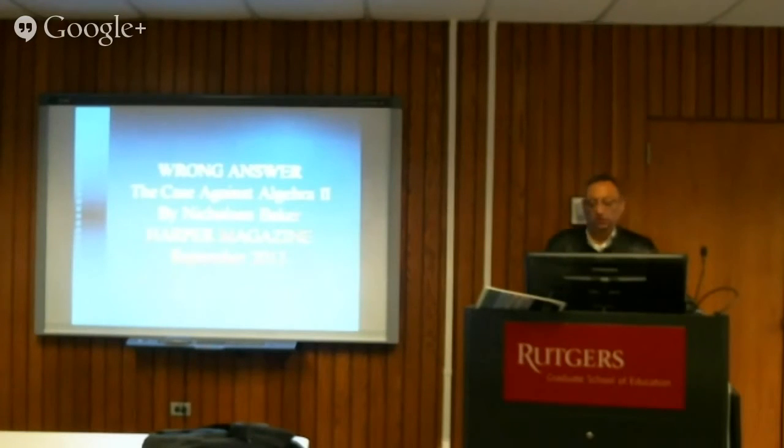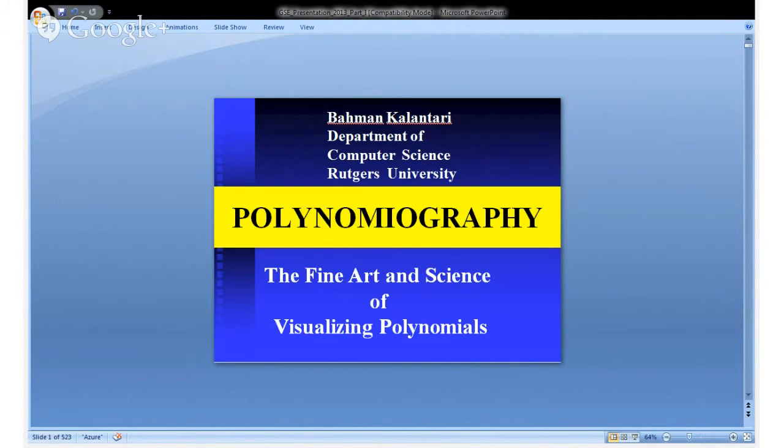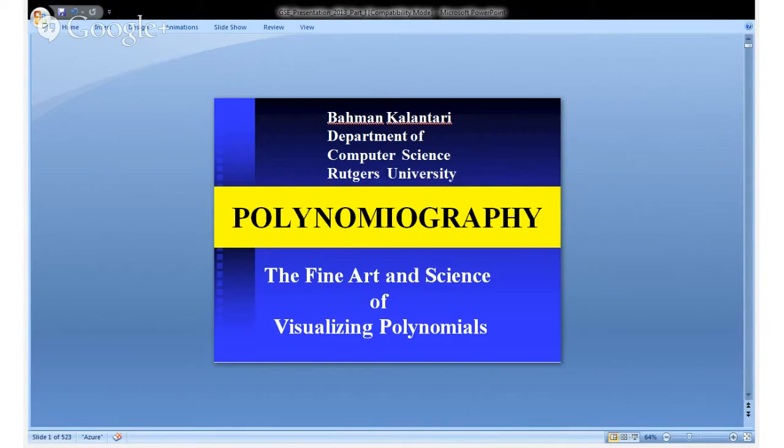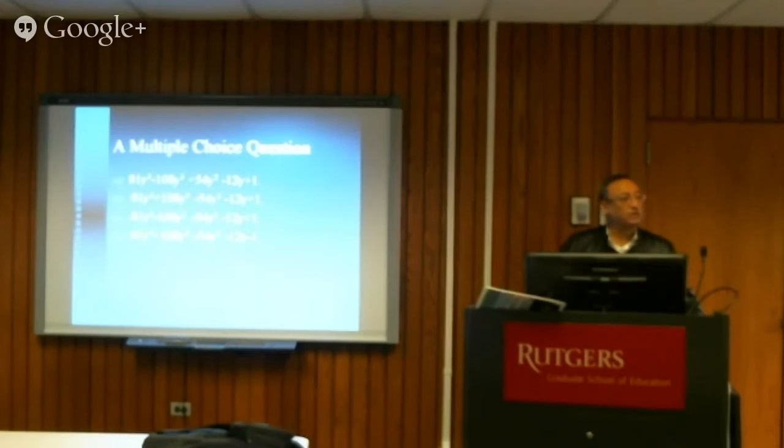The article is called "Wrong Answer: The Case Against Algebra 2" by Mr. Baker in the September 2013 issue. On the cover of the magazine, as a background, there is a multiple choice question. It really doesn't say what the question is, or the answers, I should say. And then there are drawings of students who are horrified by the scene and running away from the classroom. Well, after all, when you look at these, they don't look very friendly.